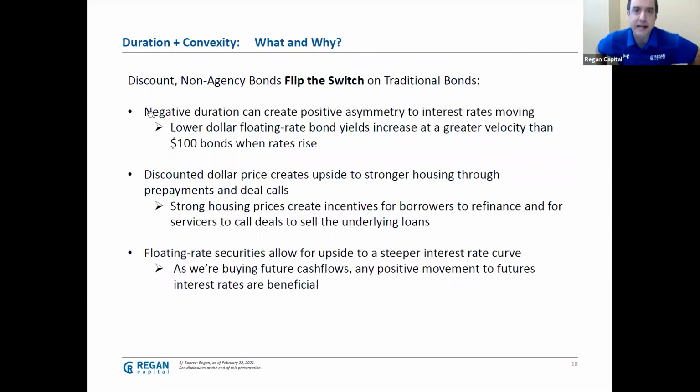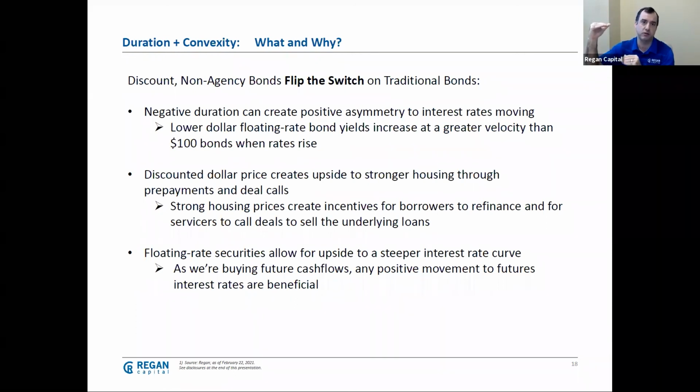So why do we like these non-agency discounted bonds? A, they really flip the switch on the rest of a fixed income portfolio. Negative duration can create positive asymmetry versus most of fixed income being negative asymmetry with everything trading above par. B, discounted dollar price bonds create a tremendous amount of upside to stronger housing: prepayments, refinancing, et cetera. As housing prices went up 9% last year, just think about how much more valuable home equity is if someone's 4x levered or they have a 75 LTV. And then C, floating rate securities, especially those that we own at a discount, present a tremendous amount of upside to higher rates and a steeper interest rate curve.